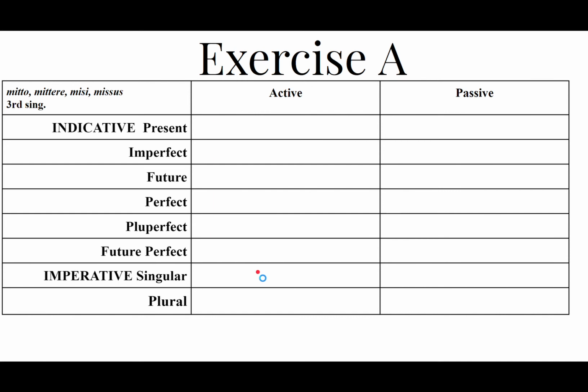The imperative singular active: second principal part, chop off the re, mitte. In the passive, second principal part, mittere. The plural, mittite. And the passive, mittimini. Optime.